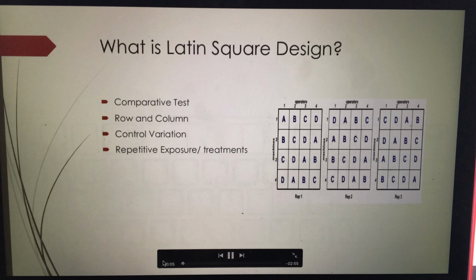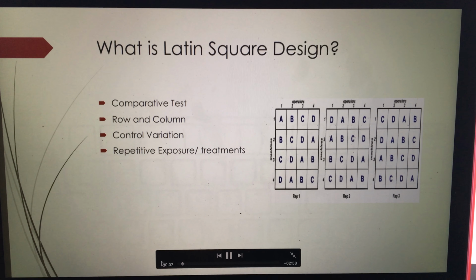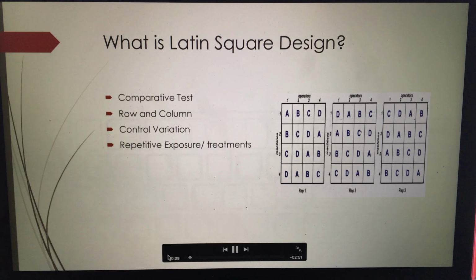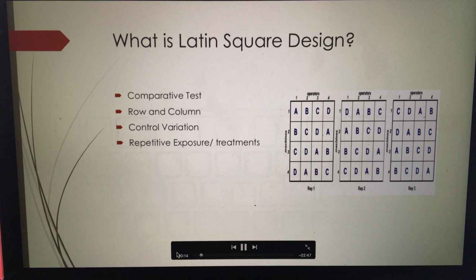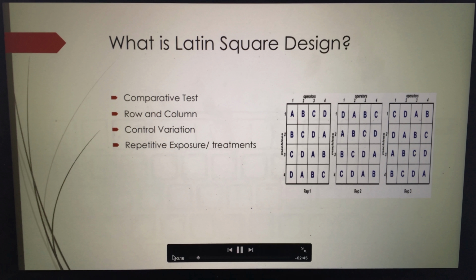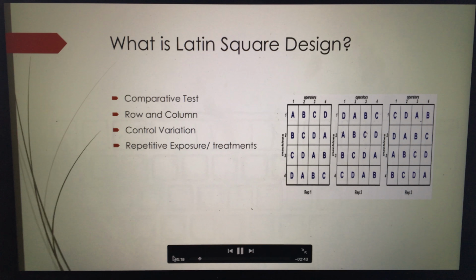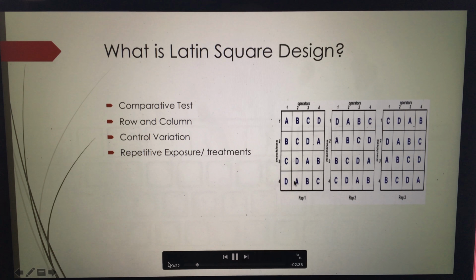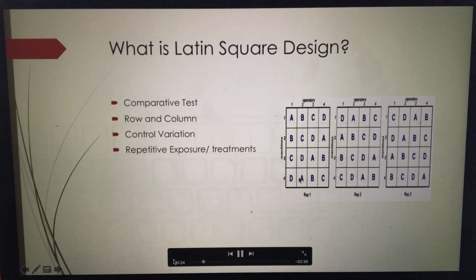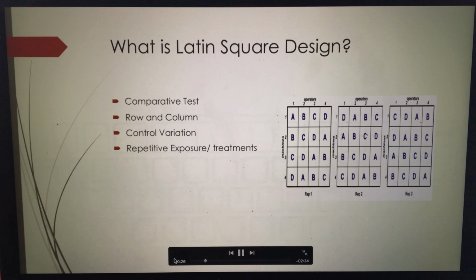Latin square designs are used to simultaneously control two sources of variability. It is a type of comparison test. The standard form of a Latin square design is rows and columns in natural order. There are an equal amount of rows and columns for a Latin square design, and it is used to reduce the amount of nuisance.